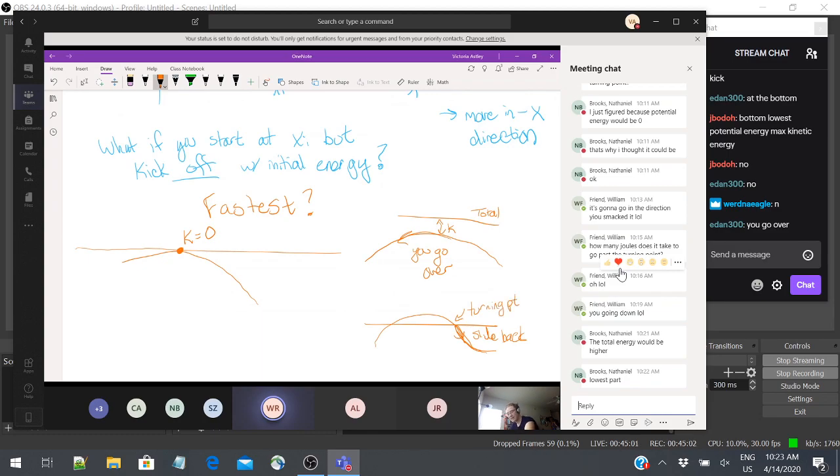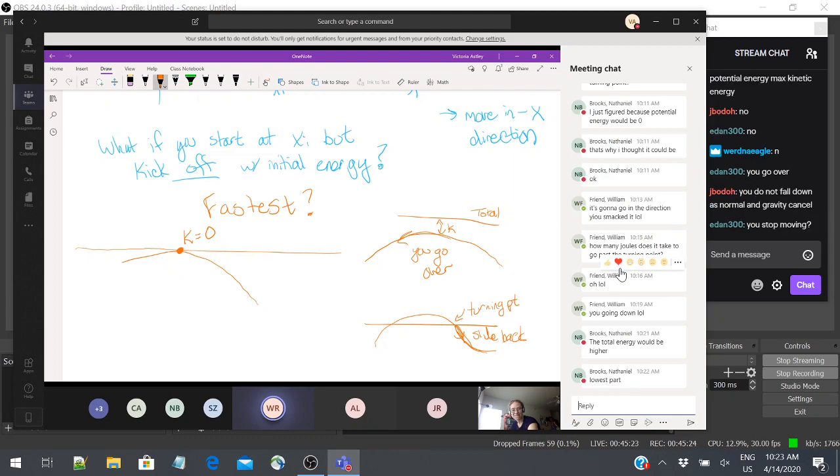But what happens if it just sort of kisses right here? So right at the top of the hill, you have precisely 0 kinetic energy. What happens? Stop moving. And then you're stuck.